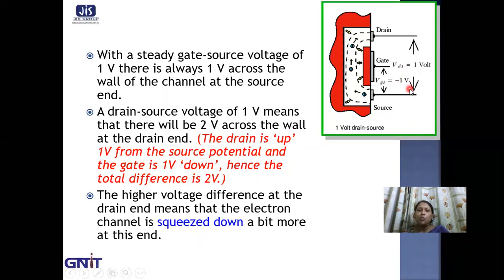That means 2 volt. The higher voltage difference at the drain end means that the electron channel is squeezed down a bit more at the end. It is showing in the diagram. A slight change we can observe in the channel depletion layer width.